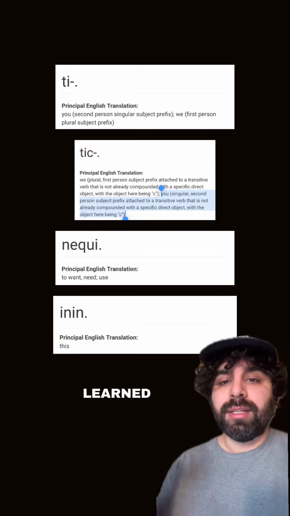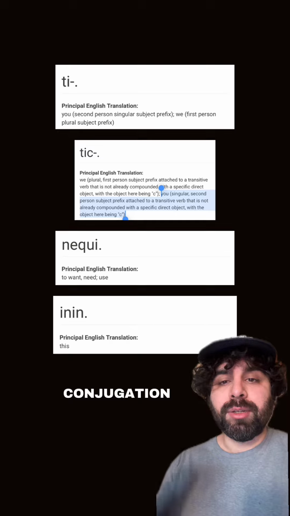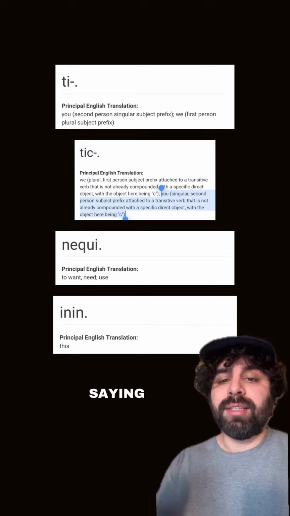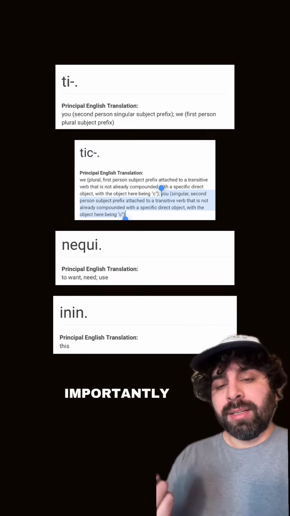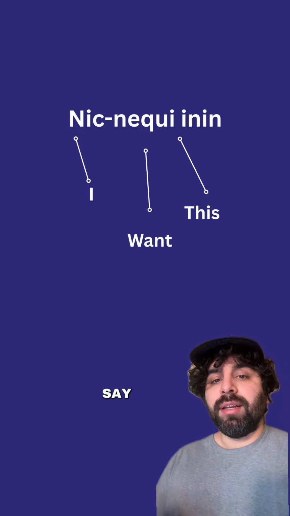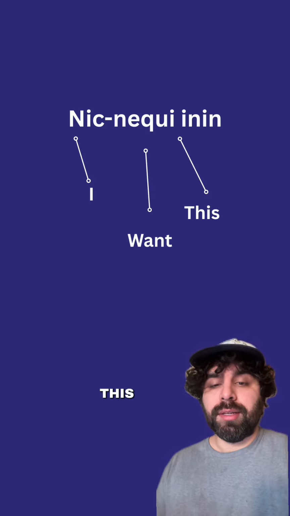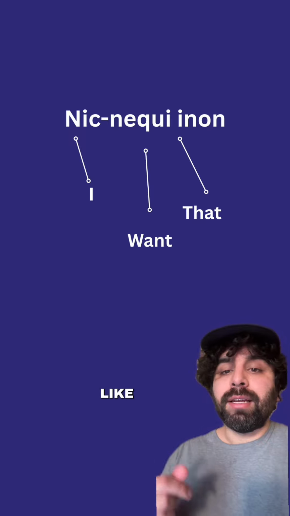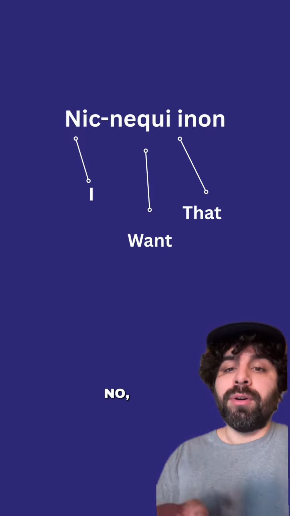Now we've already learned that tik is a conjugation of you when it's referring to it or to something. So instead of saying tineki, we say tikneki. And then importantly, inin means this. And rather than just saying gema for yes, you can say nikneki inin, I want this. And given that we're beginners in a foreign land, we may be pointing at things and we can say something like amo nikneki inon, no, I don't want that.